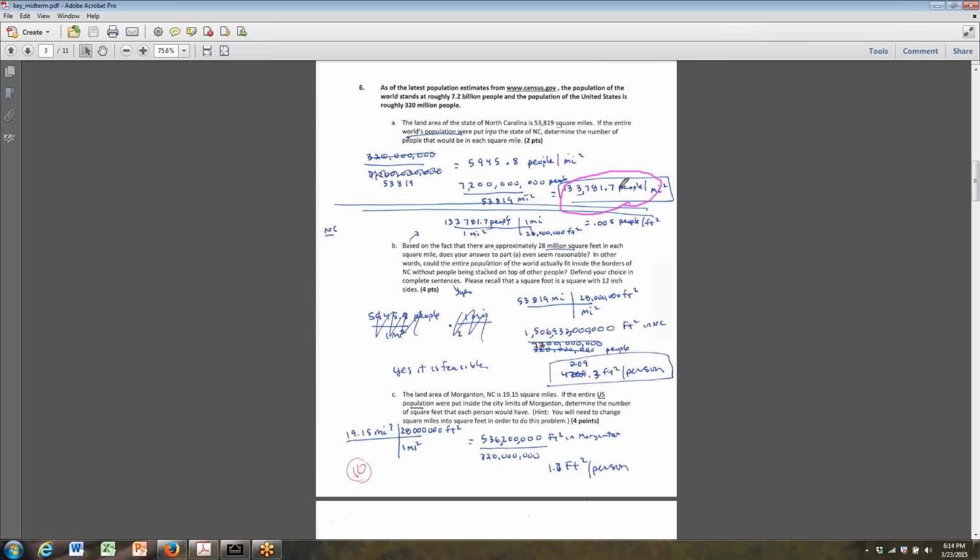Okay, I just found my drawing tools. So that's what we did here. We did the number of people in the world divided by the number of square miles North Carolina is, and we got the 133,781.7 people per square mile.